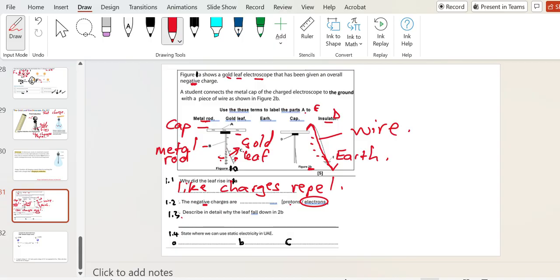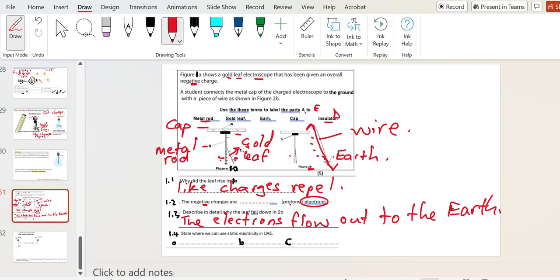So the electrons flow out to the earth. Remember, this one becomes zero charge, not charged. It is discharged, no force. You can say there is no force, or the electroscope is discharged, or the electrons flow out to the earth and there is no force.